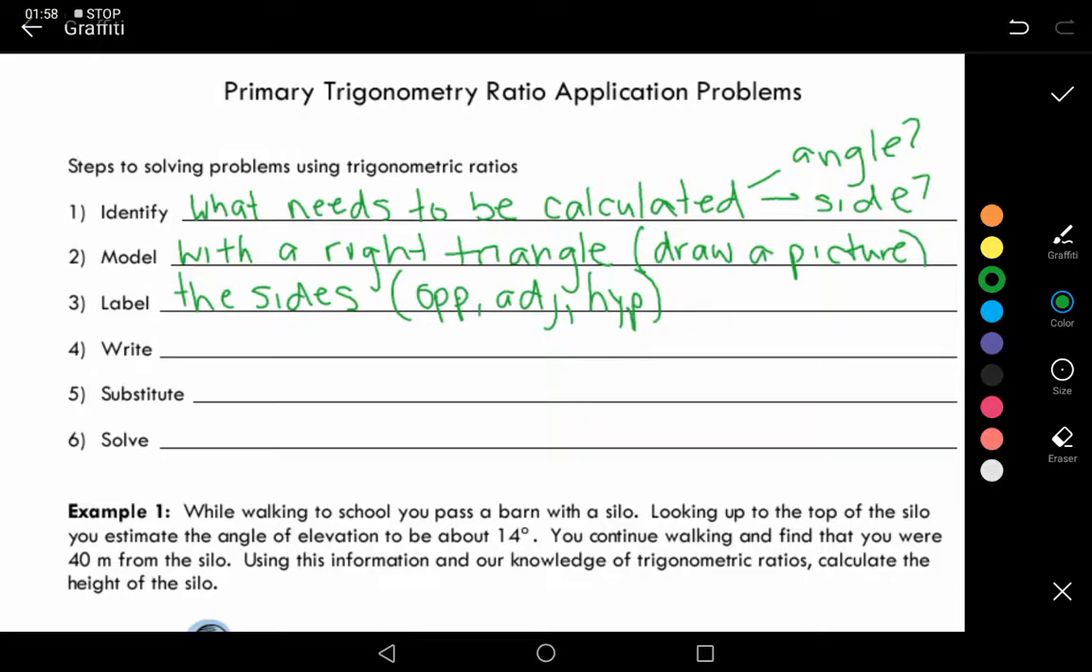Okay, step 4 is to write an equation using trigonometric ratios. So write an equation, EQN just means equation, using trig ratios. Okay, and that's your SOHCAHTOA.